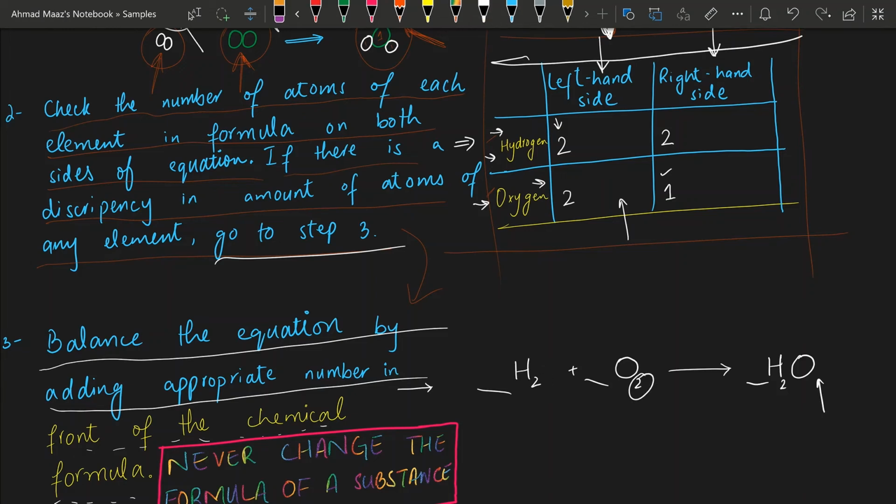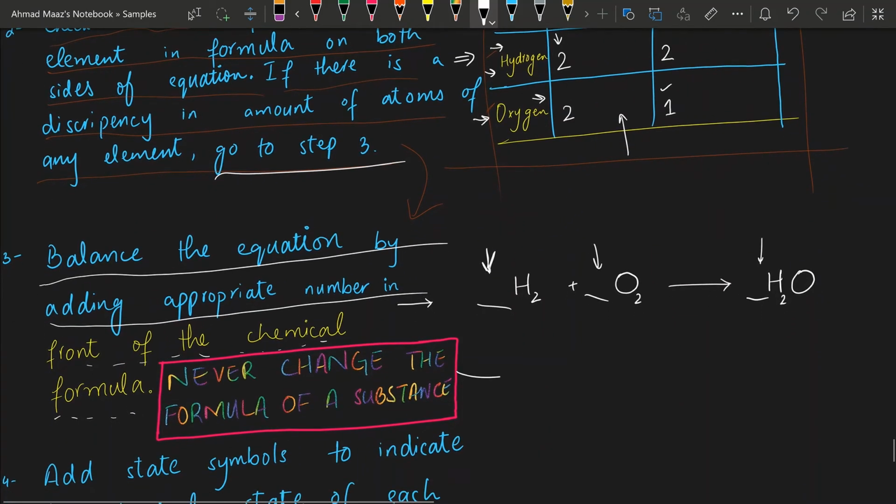Alright, this is the part of chemical equation. Once you have written the chemical equation, you do not change subscripts. You can only change the number over here. You only have this liberty: you can change any number that you have in front of the chemical formula.